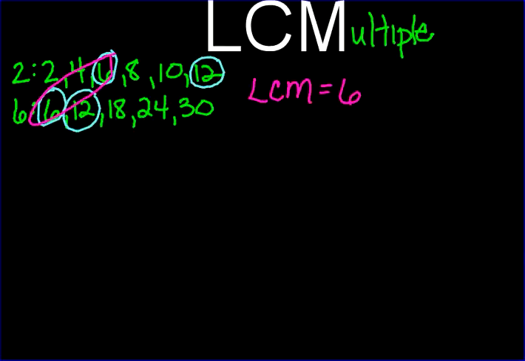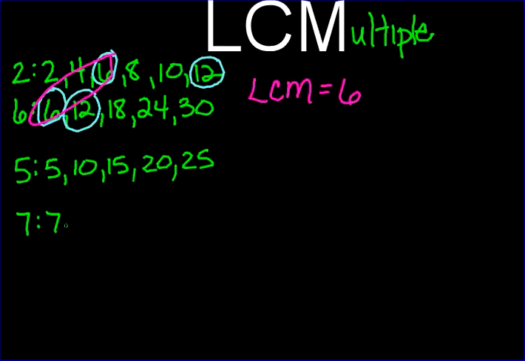Let's look at a couple of harder examples. How about 5 and 7? The multiples of 5, and we usually start with the smaller number: 5, 10, 15, 20, 25. I like to go at least 5 to make sure that I have all my bases covered. Let's look at 7: 7, 14, 21, 28, and then 35. Do we have any numbers in common?